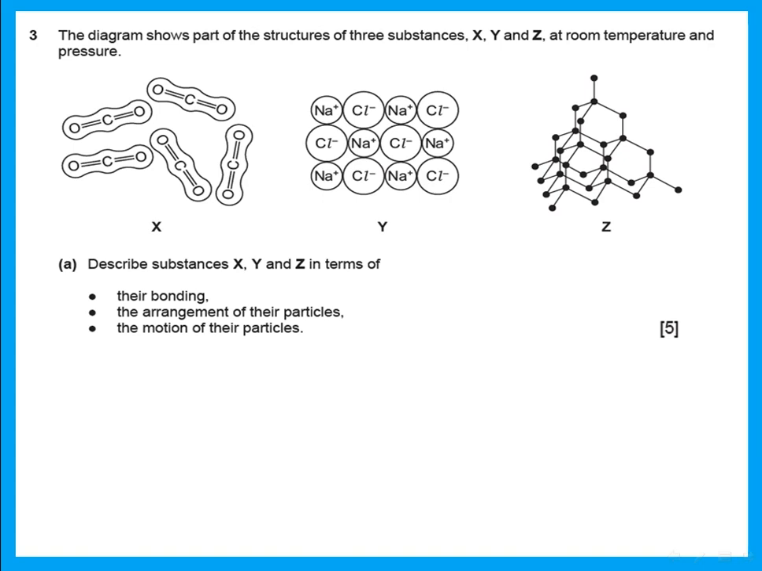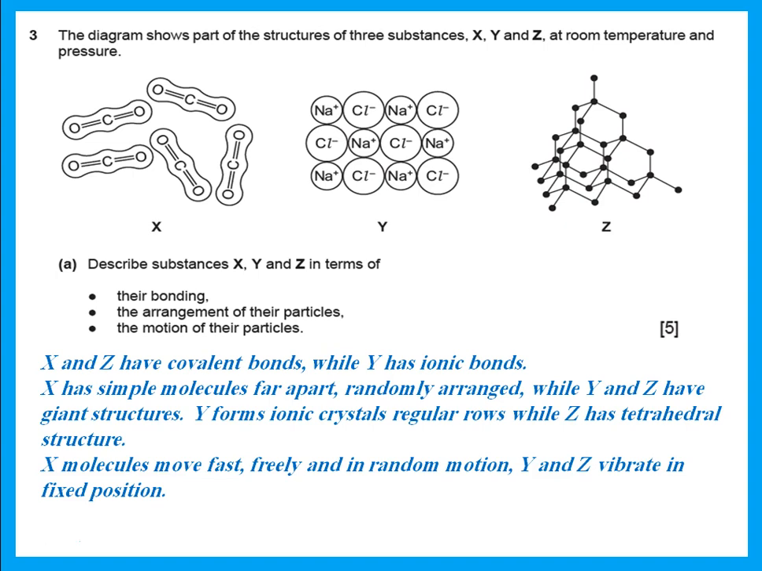What about Y? Y has positive and negative ions. Anything that has positive and negative ions is an ionic compound with ionic bonds. What about Z? You should recognize that Z is the structure of diamond. And diamond is made up of carbon atoms with covalent bonds between them. So if we're talking about bonding, we're going to say that X and Z have covalent bonds, while Y has ionic bonds. Now, arrangement of particles. Obviously, you can see that X is a gas. So how are the particles arranged?